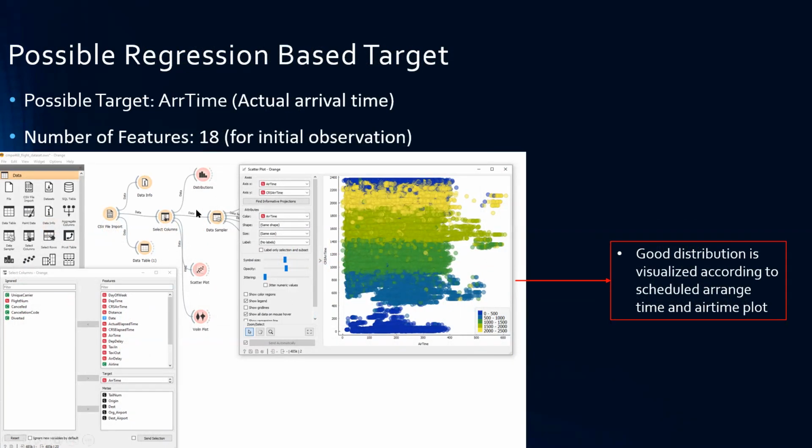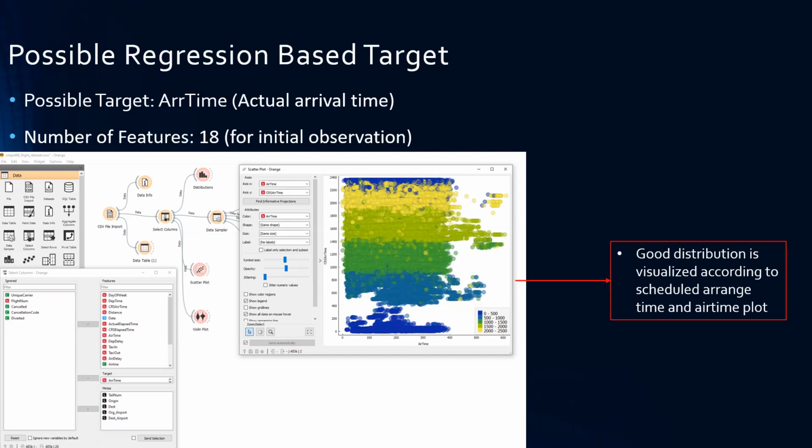Of course, when we do that, in the scatter plots, we observe a good distribution according to scheduled arrive time and the air time of the planes, when we select the actual arrive time as a target. So we would like to continue with a regression-based model.